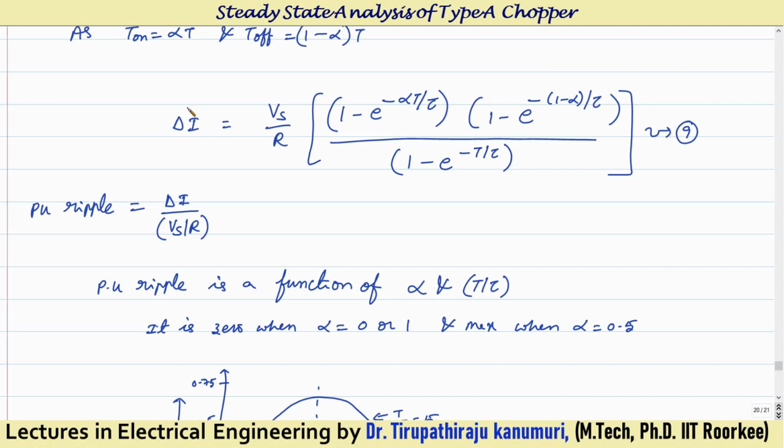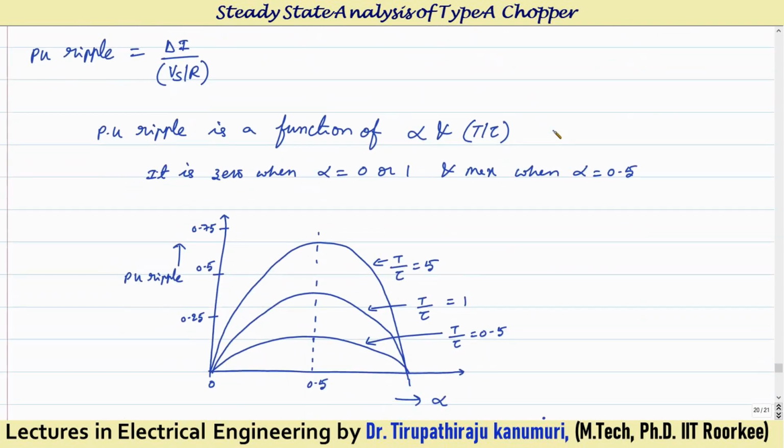So that means for alpha is equal to 0 and 1, this delta I is becoming equal to 0. And when will it be maximum? When alpha is equal to 0.5. You substitute 0.5, so both will add to each other. In that condition it will reach the maximum value.